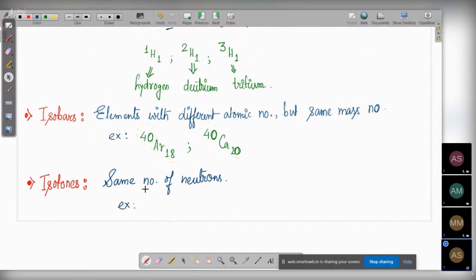Example will be, suppose, let's take 77 As. As is arsenic, 33. 77 arsenic 33. And let's take 78 Se. Se is selenium, 34. 77 arsenic 33 and 78 selenium 34. Now tell me how to find out the number of neutrons. We did it in the last class.